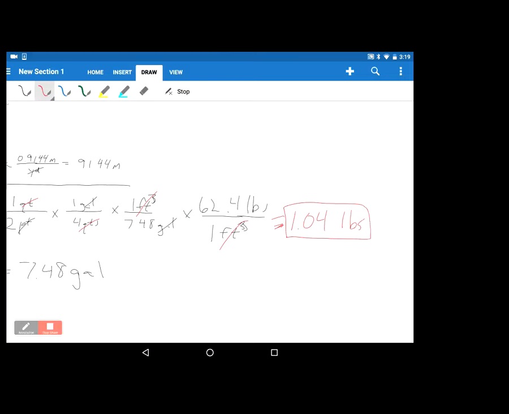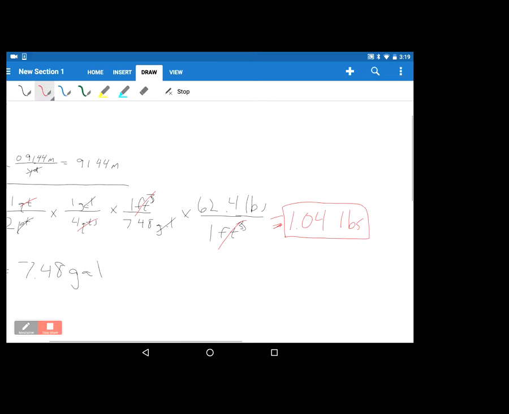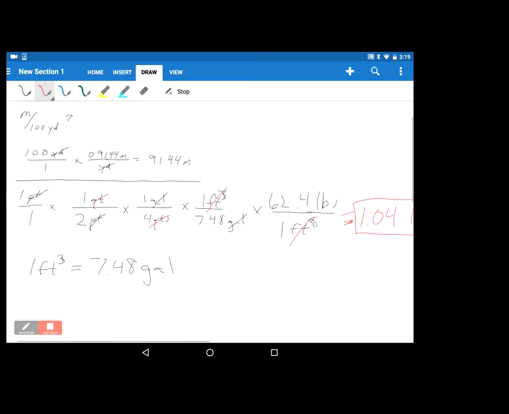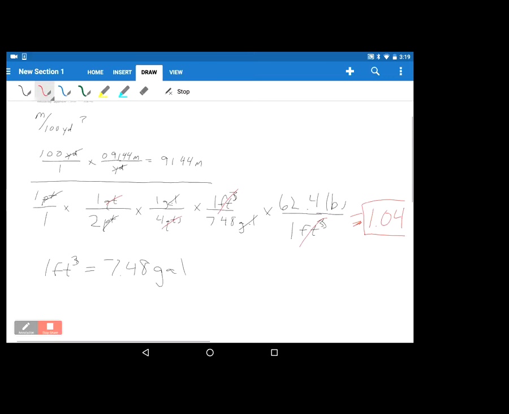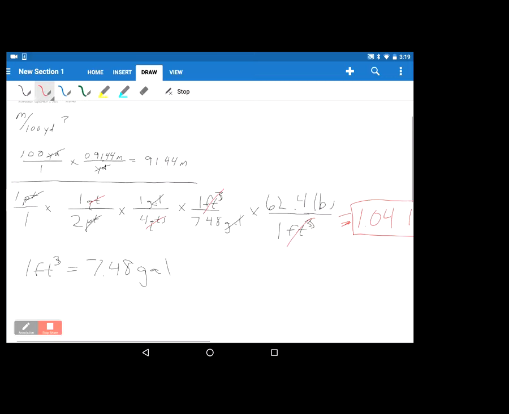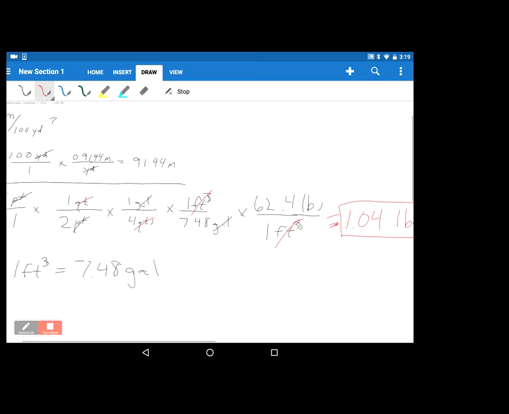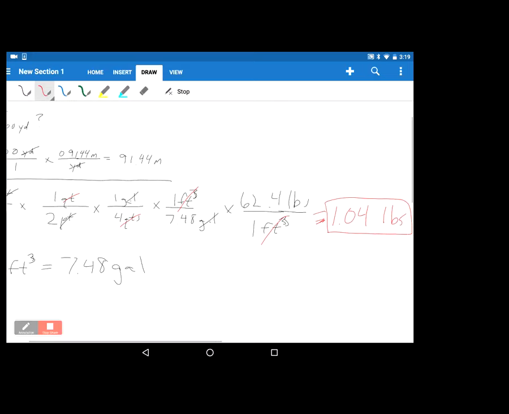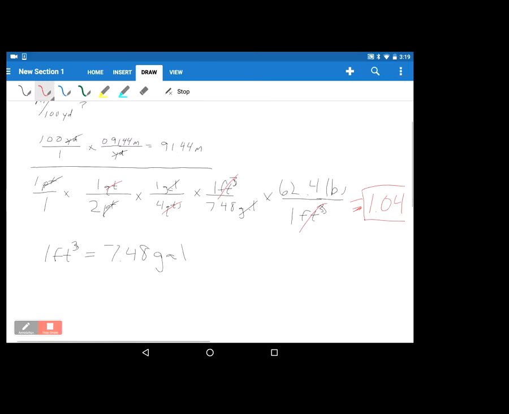So when you multiply those out, you basically are going to have 62.4 divided by whatever 2 times 4 times 7.48 is. It's going to be just under, it's going to be about 62 probably. So you divide those out, you get 1.04 pounds.